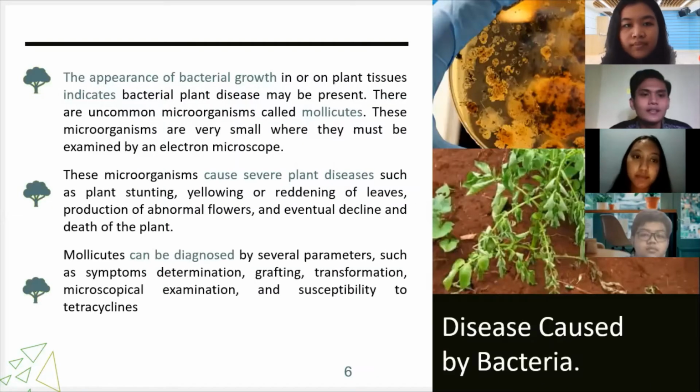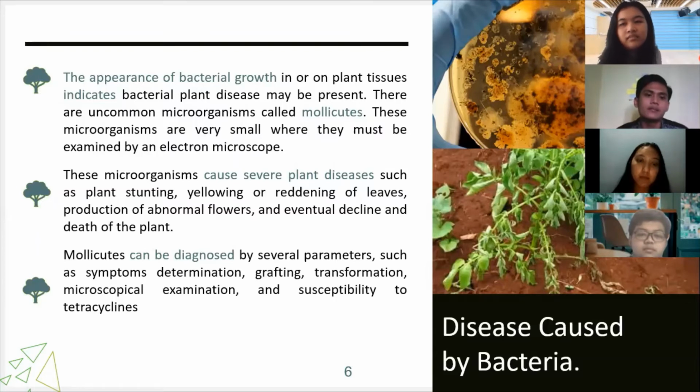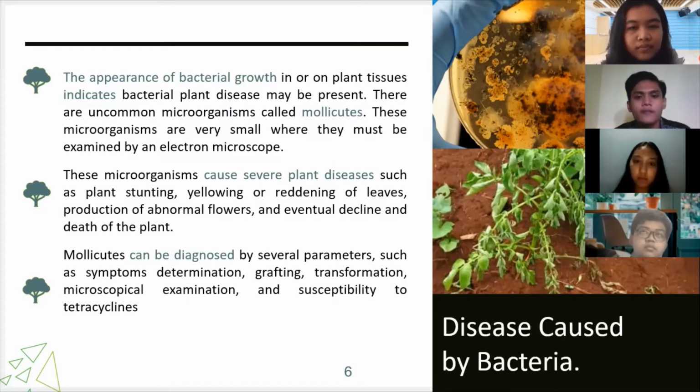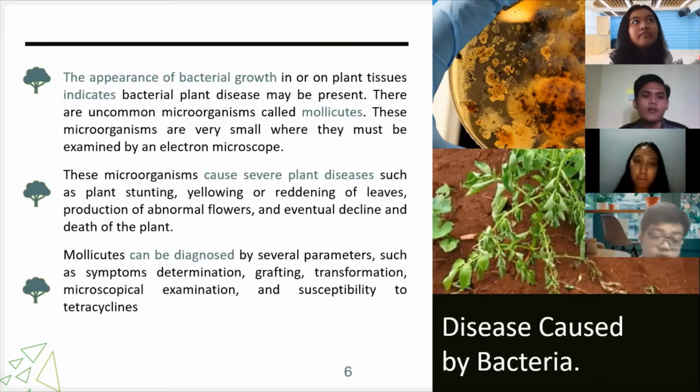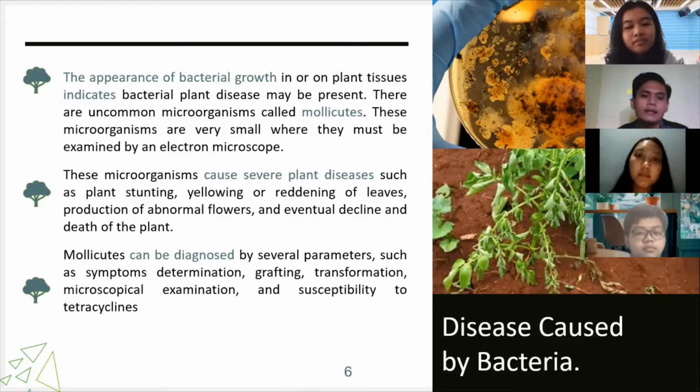Next. The appearance of bacterial growth in our plant tissues indicates bacterial plant disease may be present. There are uncommon microorganisms called mollicutes. These microorganisms are very small, so they must be examined by electron microscope. These microorganisms cause severe plant disease such as plant stunting, yellowing or reddening of leaves, production of abnormal flowers, and eventual decline and death of the plant.